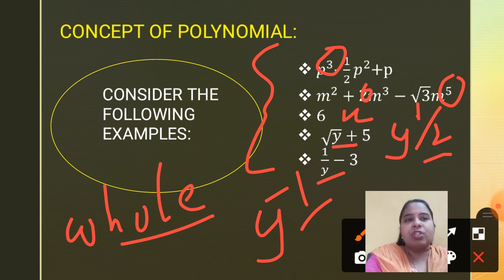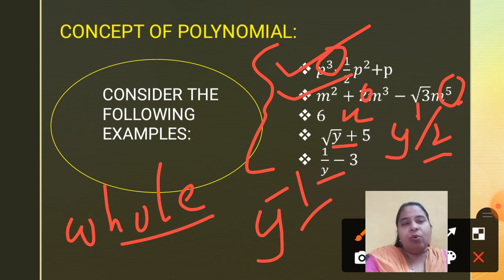Now look at the first one. Degree is 3. Is it a whole number? Yes, it is. So it is a polynomial. Next one. Degree is 5. Is it a whole number? Yes. So it is a polynomial. Third one was 6. Yes, that I wrote as 6 into x raised to 0. Is 0 a whole number? Yes. Whole number starts from 0. So it is a polynomial.